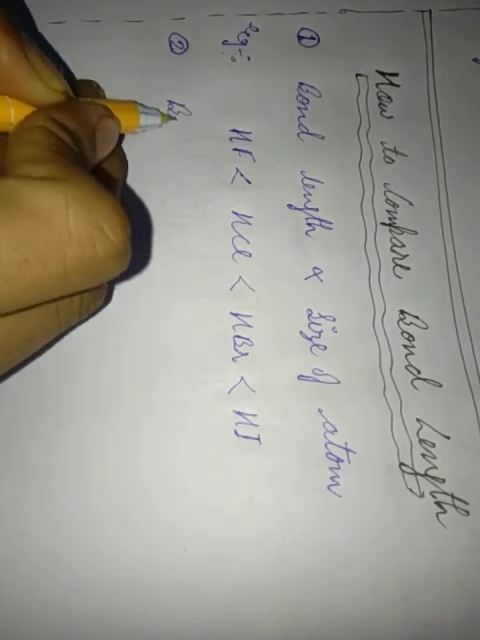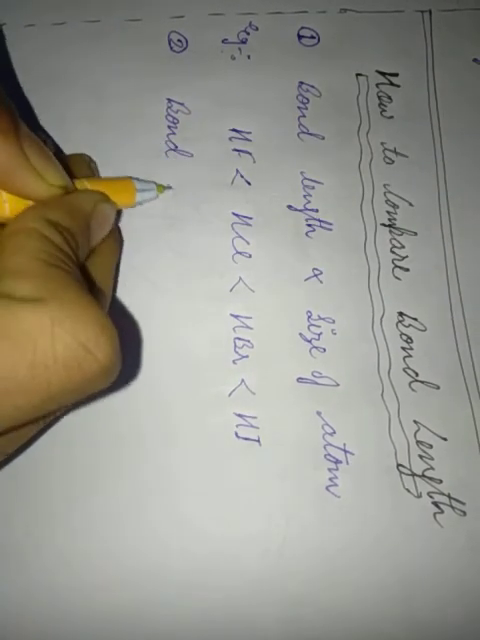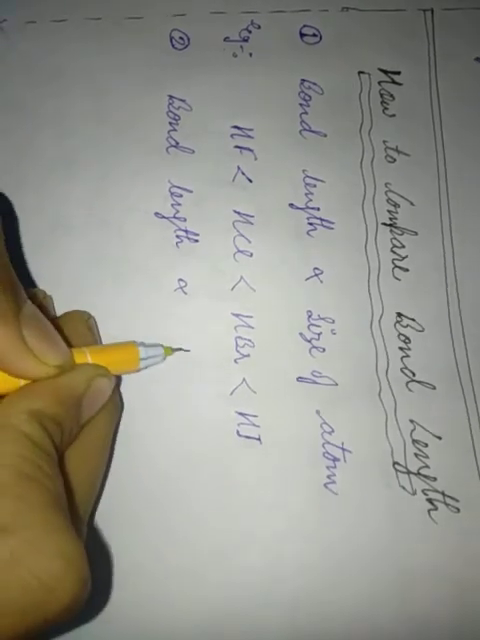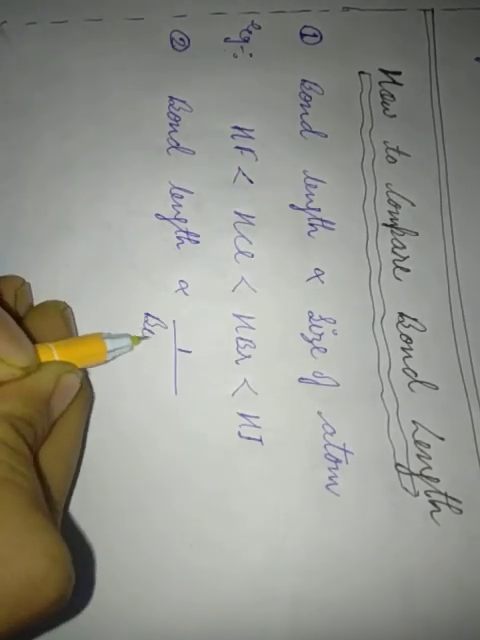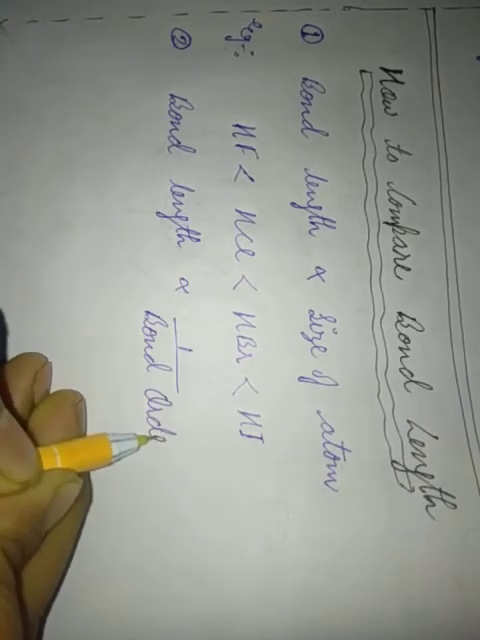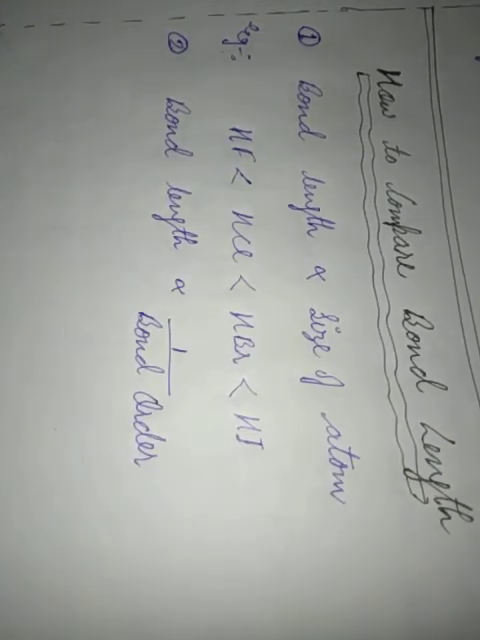If bond length is directly proportional to atom size, but the atom is the same, then what can we do? Then next, bond length is inversely proportional to bond order.